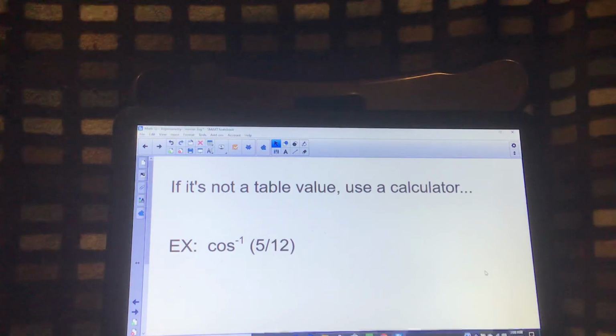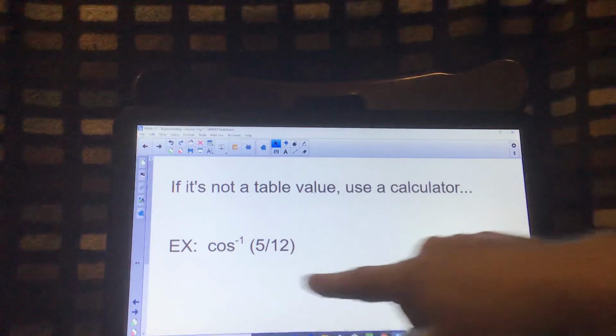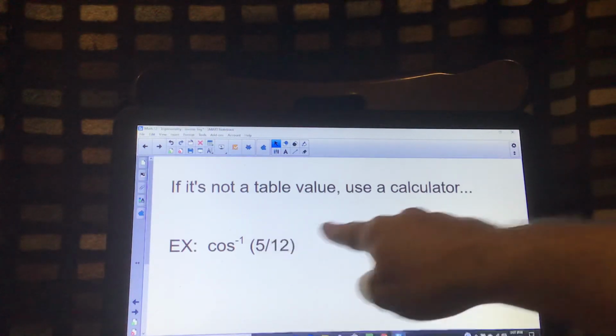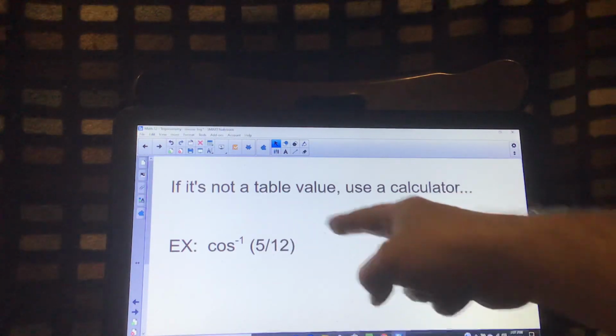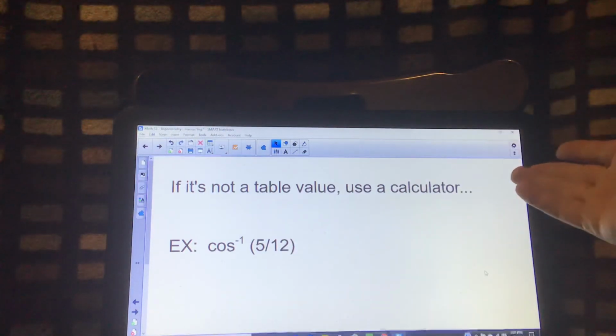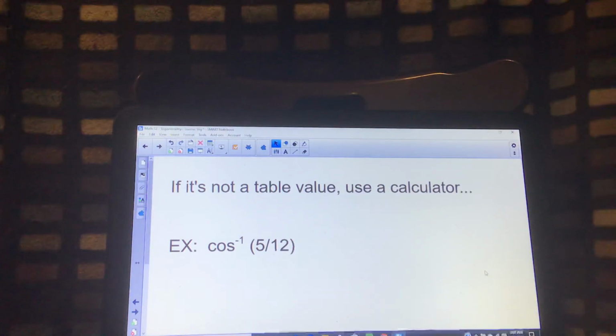If they ask an inverse that's not one of your table values, well, then you're able to use a calculator to get it. So if it's not a table value, like 1/2, radical 2 over 2, radical 3 over 2, and those kinds of things, you just use a calculator. Now, you won't get an exact answer, but it is what it is. So since this is asking me what angle, now this is positive, so this is going to come out of quadrant 1. It's asking me what quadrant 1 angle, where when I take its cosine, do I get 5/12? Now, that's not one of the ones we memorized. We don't know what angle that is. I'm going to throw it in the calculator to get an estimate of the answer.